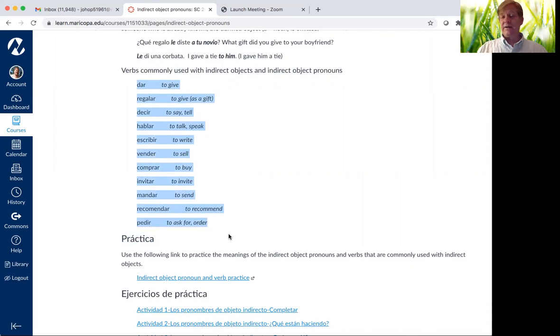So for instance, dar, because dar means to give, you often give somebody something, then you need an indirect object. Dar agua a las plantas, dar un hueso al perro, dar un libro a un amigo. Bien, same with regalar, decir, you say something to someone, you give something to someone. Escribir una carta a mis amigos, escribir una tarjeta a mi mamá. So you write something to someone.